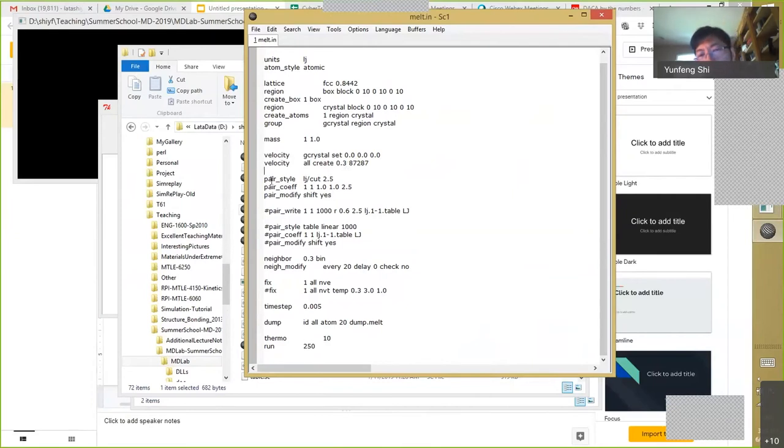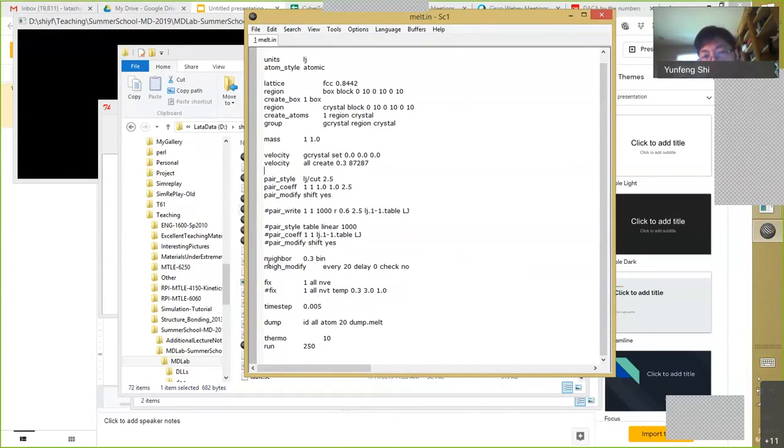And then here is the force field. It tells you this is a Lennard-Jones. This is a shifted Lennard-Jones with a cutoff of 2.5. Outside 2.5, no interaction whatsoever. And the pair coefficient, for type 1, epsilon is 1, sigma is 1, and 2.5 is the cutoff. And here we use shift. So shift, yes, so you don't have an energy jump.